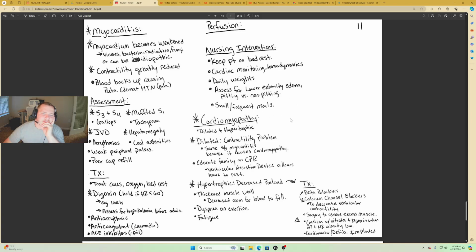And then also we can give them small frequent meals, so that way we're not pushing that stomach up into the diaphragm and just condensing all that, because they want to eat 2 Big Macs and a 20-piece nugget or something.